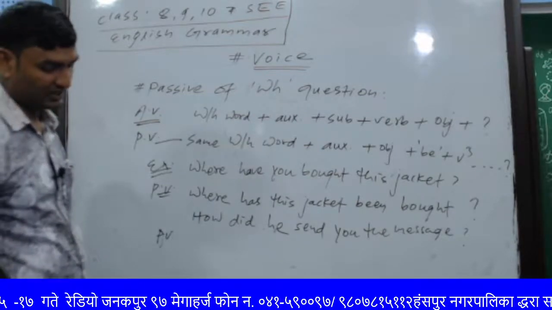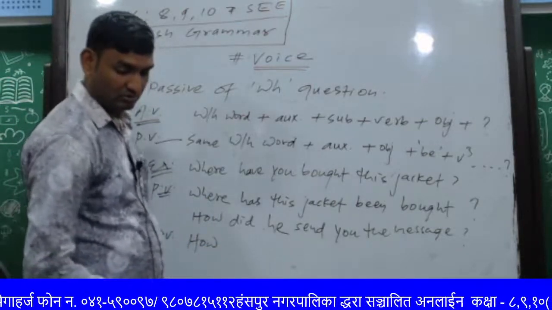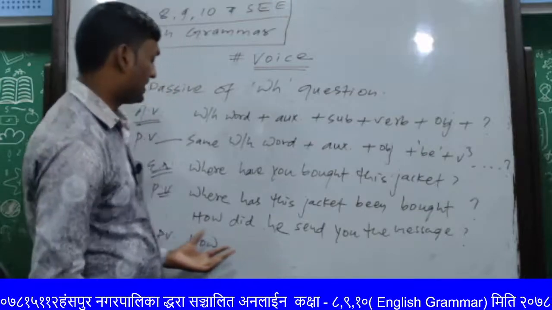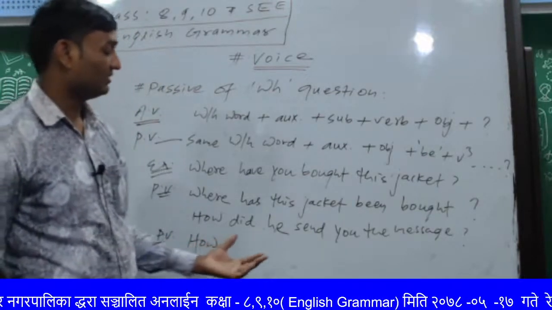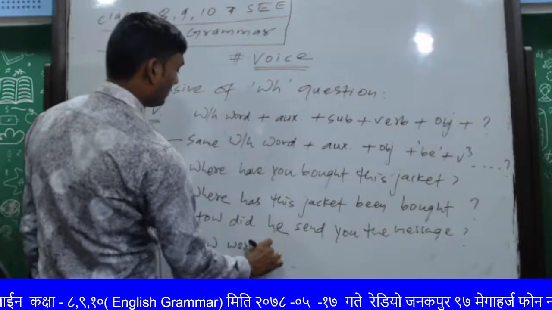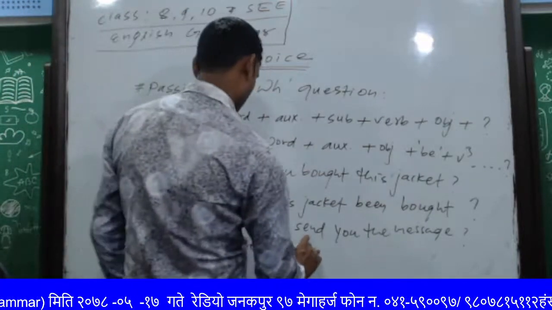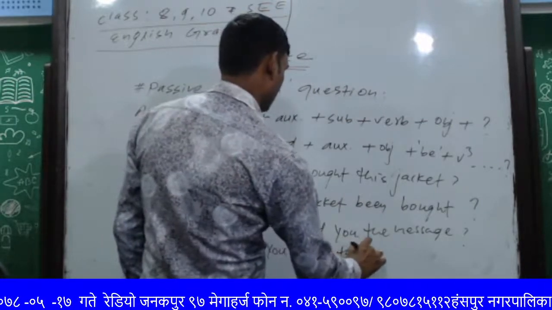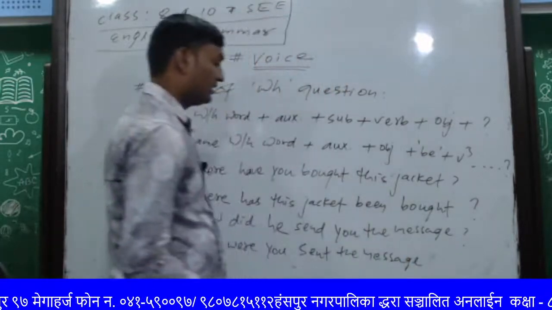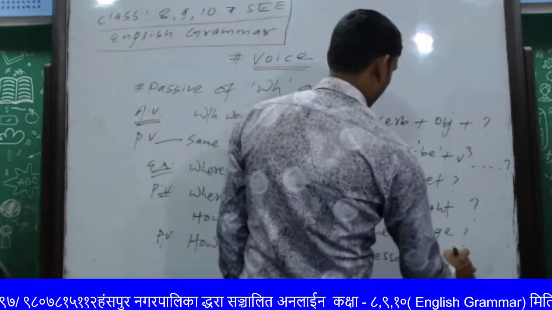So you can change it in this way. Same WH word, how. Then how and you, the first object. This one is simple past, so the passive structure of simple past means was, were, V3. So you take were: How were you sent? Then sent, V3. After sent, the second object, the message. Yesterday we had discussed. Sent the message by him?